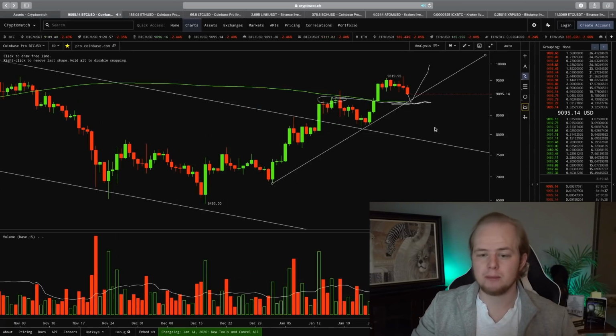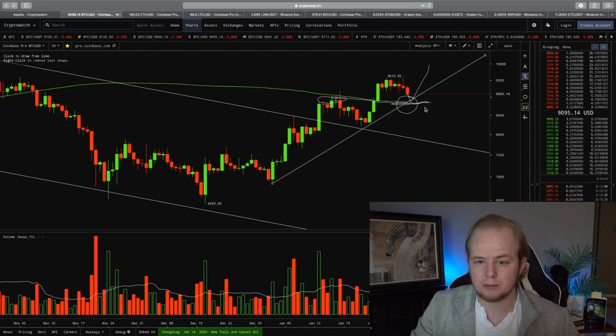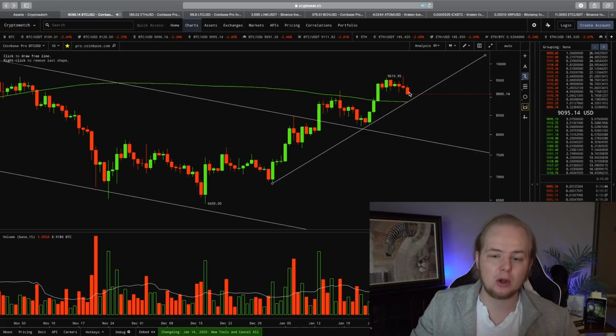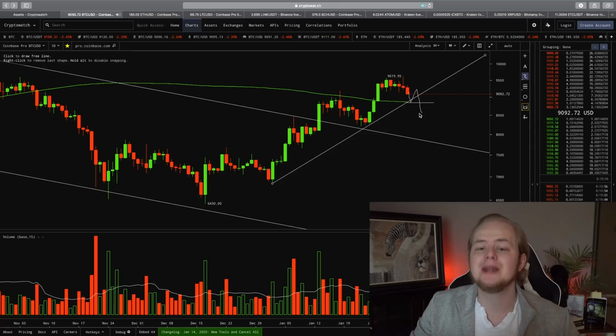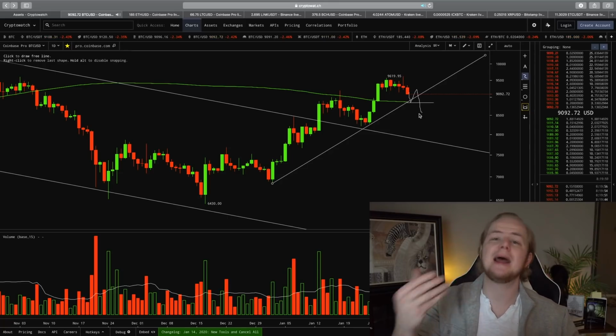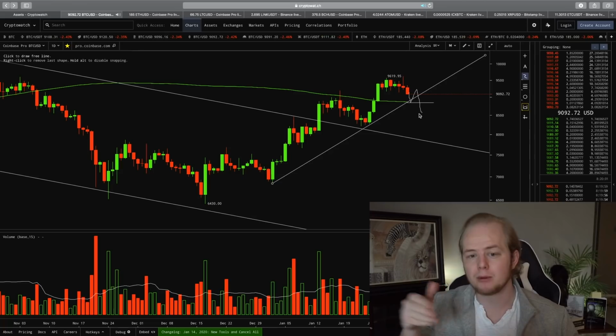The bigger players are going to be looking to potentially put in some support along the 200-day moving average. And if we can't hold that level, if we break below the upward sloping support line and we break below the 200-day moving average, at that point you can expect sentiment to change, at least in the short term, to being a little bit more bearish.